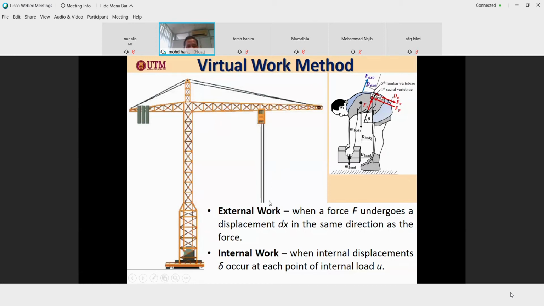Similar to this one, this is weight here. So you need work to lift this weight up to, for example, 10 meter, and this work is the result of all the work done by all the members here, down to the ground. So each member will share the work, and the total is equal to the external work. External work is equal to the weight of the load multiplied by the distance of lifting. Okay.